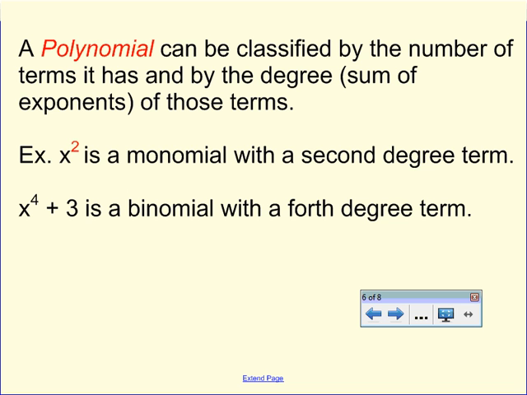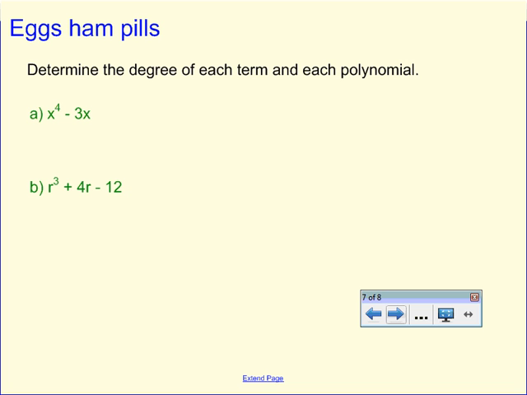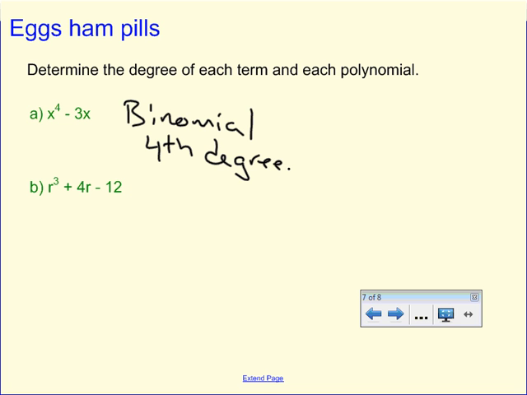So for example, let's look at the degree of each term in each polynomial here. So here I have x to the 4 minus x to the 3. Well, this is going to be a binomial, and it has x to the 4, so it's a 4th degree. So we're just looking at the largest one. Here I have r to the 3rd plus r to the 4th, or 4r minus 12. Well, this is going to be a trinomial. It is going to be the third degree, because it only goes up as high as the third degree.